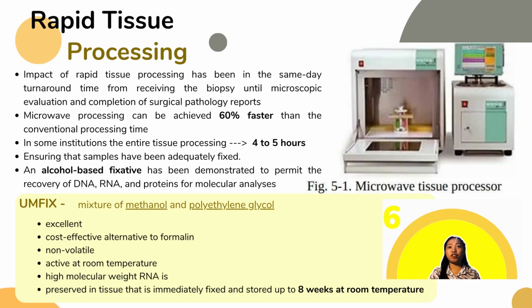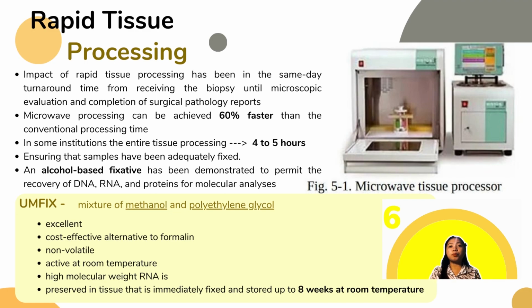One critical aspect of using microwave techniques is ensuring that samples have been adequately fixed. While rapid tissue processing by microwave methods can accept a number of different tissue fixatives, non-formaldehyde fixatives have been shown to have several advantages. An alcohol-based fixative has recently been introduced which, when combined with formalin-free microwave-based rapid tissue processing, has been demonstrated to permit the recovery of DNA, RNA, and proteins for molecular analysis.